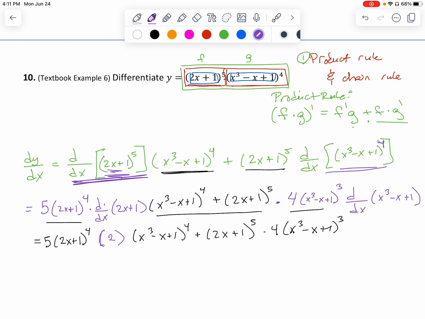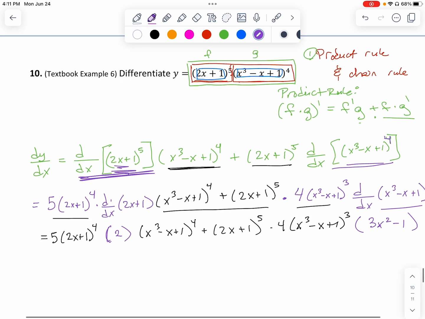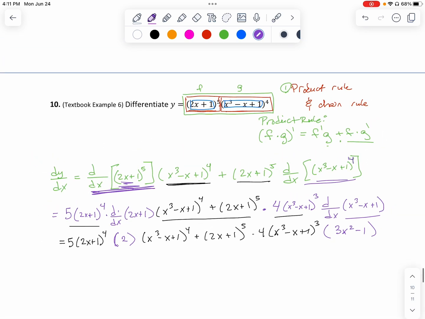And my last derivative, I have another ddx, so that means I take the derivative of this guy. X cubed minus x becomes 3x squared minus 1. I don't see any more ddx's, so my calculus is done. Up to here, I was doing calculus, but now I'm not doing calculus anymore. No more derivatives to take.